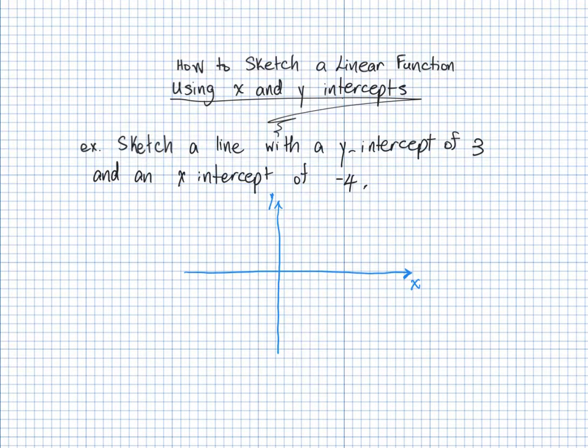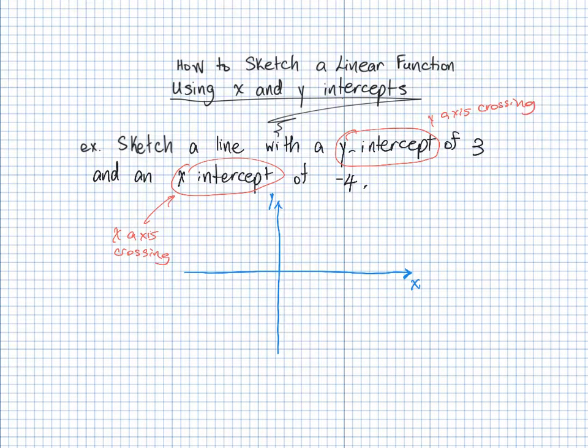Hi, in this video we're going to be looking at how to sketch a line or a linear function using the x and the y intercepts. So super important, we have to know what x and y intercepts are, what they mean. An x-intercept is where our graph crosses the x-axis. So where our line crosses the x-axis. And our y-intercept is where our line, of course, crosses the y-axis. So the y-axis crossing.